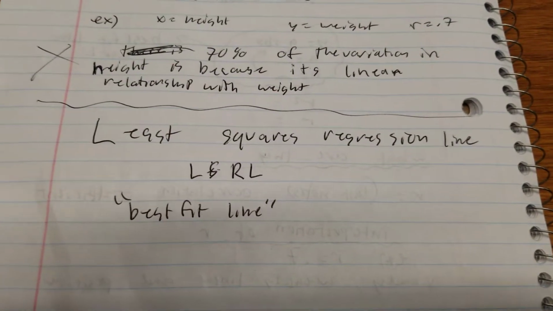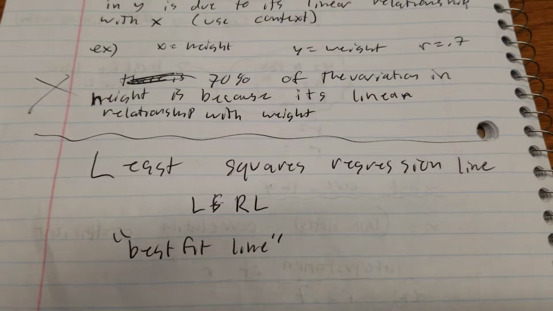Least squares regression line is what LSRL means. That's the best fit line. We'll talk about it more tomorrow.